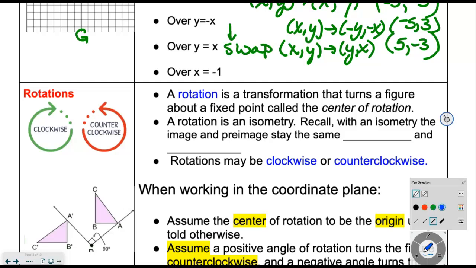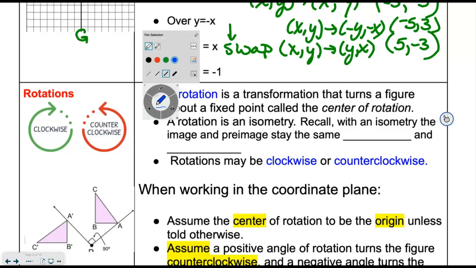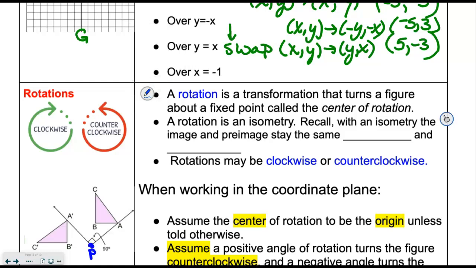Well, today we're going to work with rotations. A rotation is a transformation that turns a figure about a fixed point that we call the center of rotation. So down here, I'm going to make this one have a center at P, down here in the bottom left corner. A rotation is an isometry. When I turn things, they don't change size. Recall, with an isometry, we've said this a lot, that we stay the same size, and technically shape.